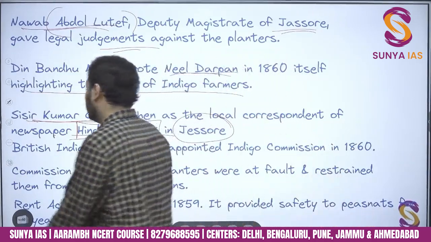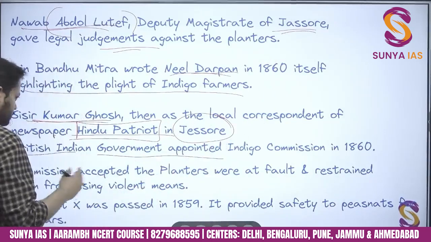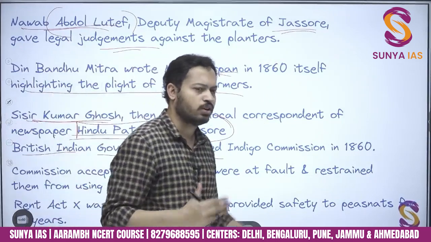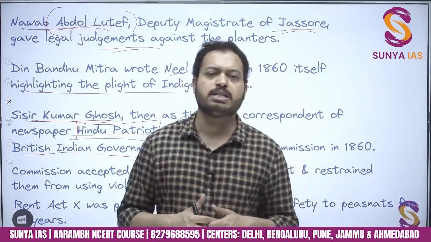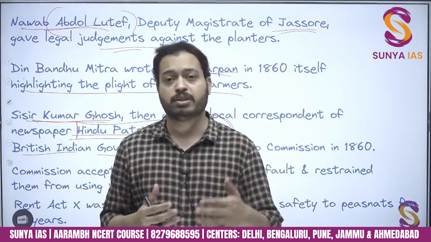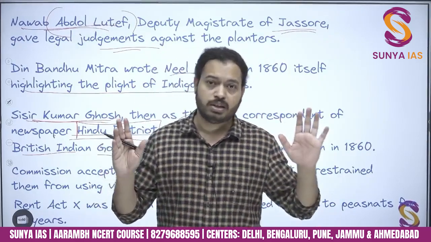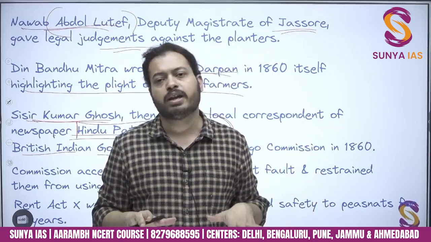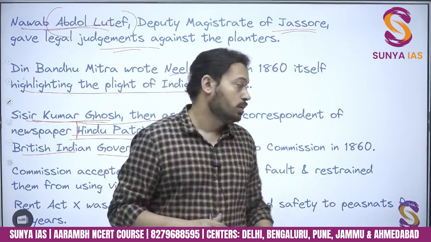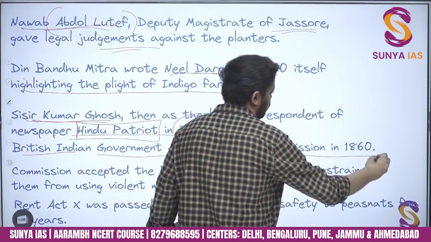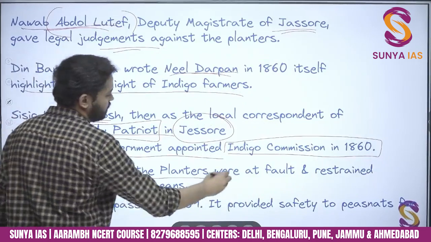Now the British Indian government appointed the Indigo Commission in 1860. After this, because these cases were coming up and were now reported in newspapers, and because of the public shaming, and because the revolt of 1857 had already taken place, the government wanted to make sure that they should at least look like a neutral body. So under these circumstances, the British Indian government appointed a committee, the Indigo Commission, to look into the issue of these people.